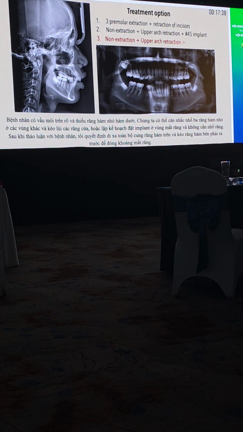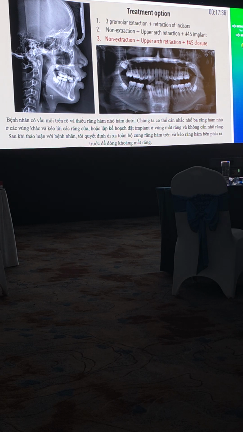There is evident protrusion of the upper lip and absence of the mandibular premolar. We could consider extracting 3 premolars from other areas and retracting the incisors. Or we could plan for an implant in the missing region without extraction. After discussing with the patient, I decided to move the entire maxillary dental arch backward while advancing the mandibular right molar to cross the missing space.